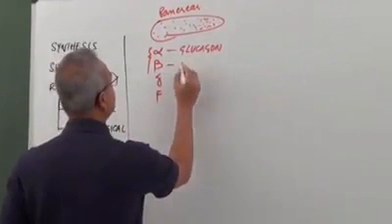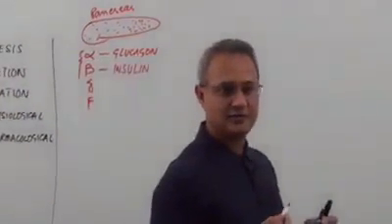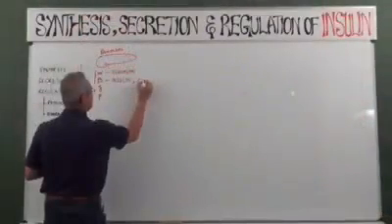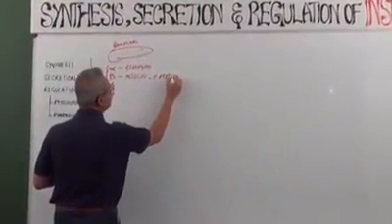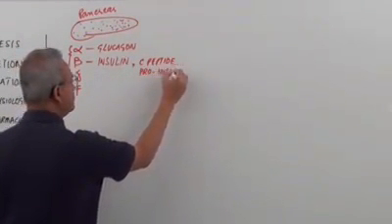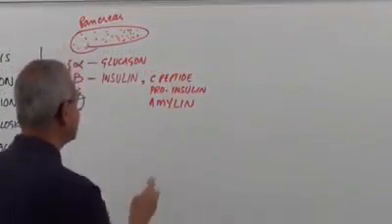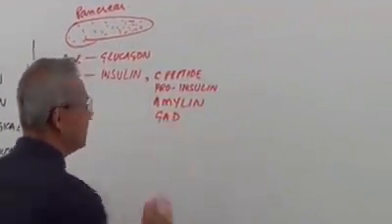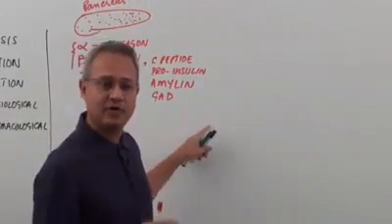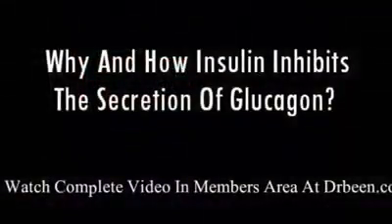They also release other things, which are insulin, C peptide, some fraction of proinsulin, then what? Amylin, glutamic acid decarboxylase, GAD. Why is this important clinically? It is important because this can act as an antigen in diabetic patients who are type 1 diabetics.